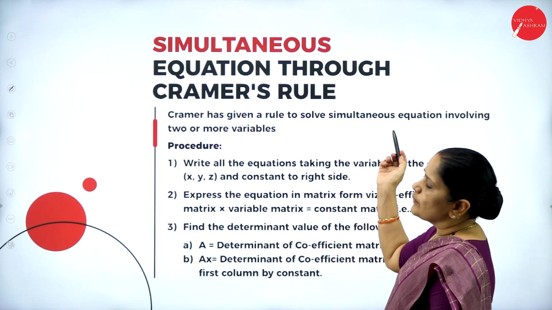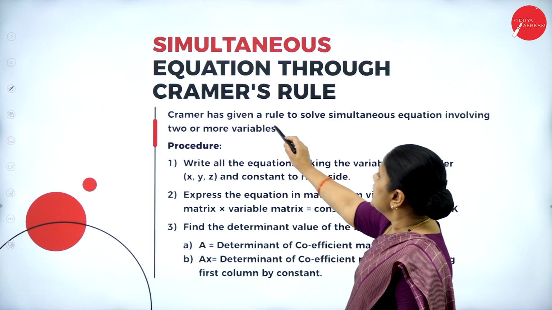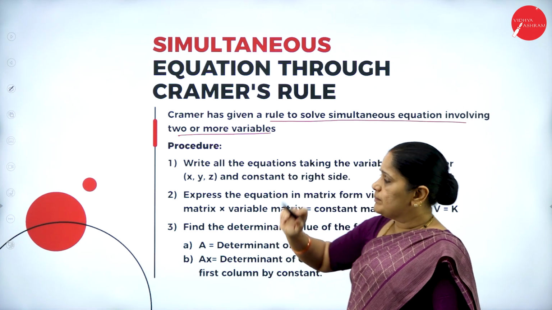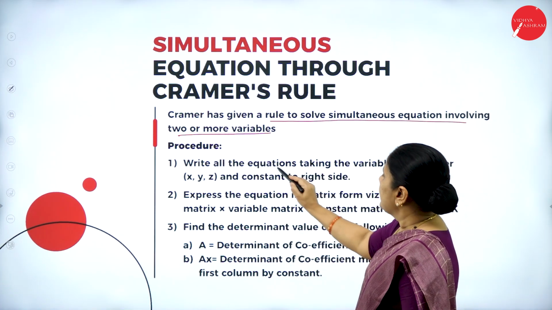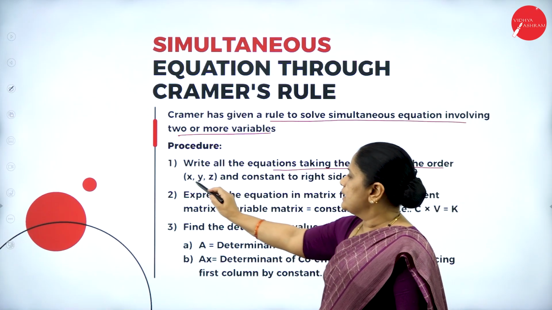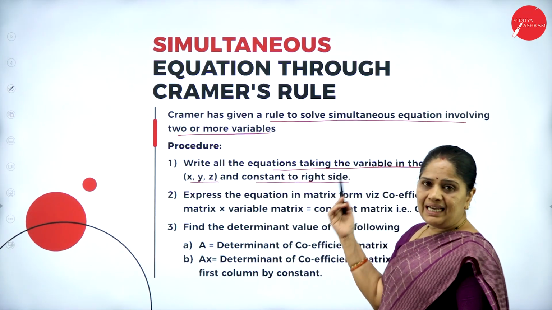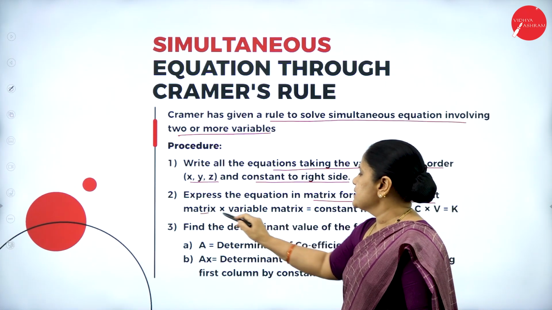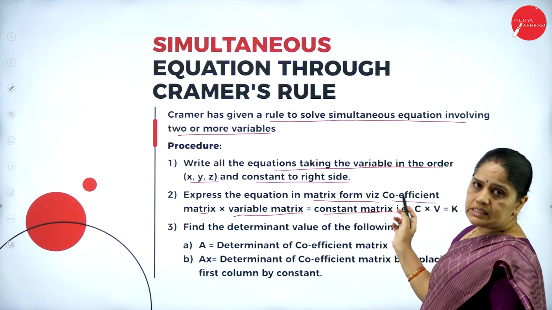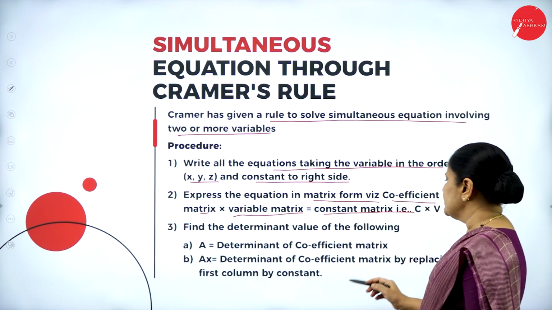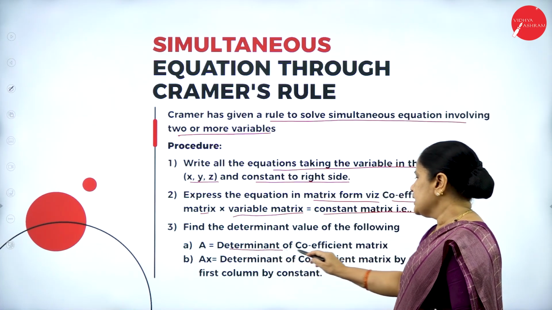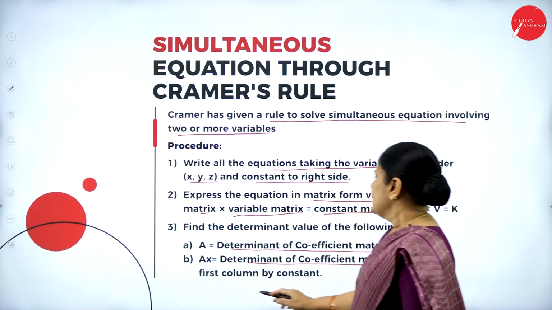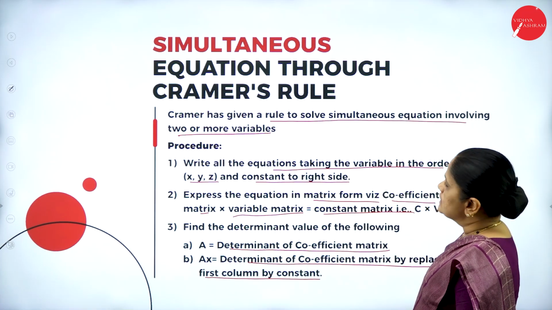Next, simultaneous equation through Cramer's rule. Cramer has given a rule to solve simultaneous equation involving 2 or more variables. Now what is the procedure here? Write all the equations taking the variable in the order x, y and z and constant to the right side. Express the equation in a matrix form, that is coefficient matrix into variable matrix equals constant matrix. So find the determinant value of the following: determinant of the coefficient matrix, and determinant of the coefficient matrix by replacing the first column by the constant.